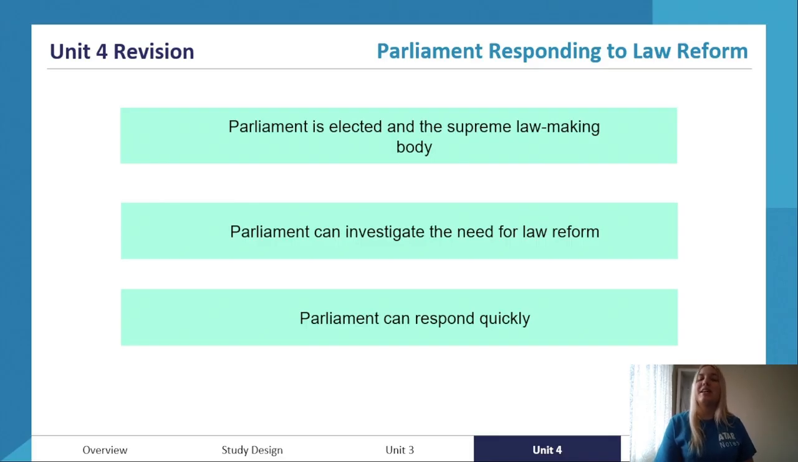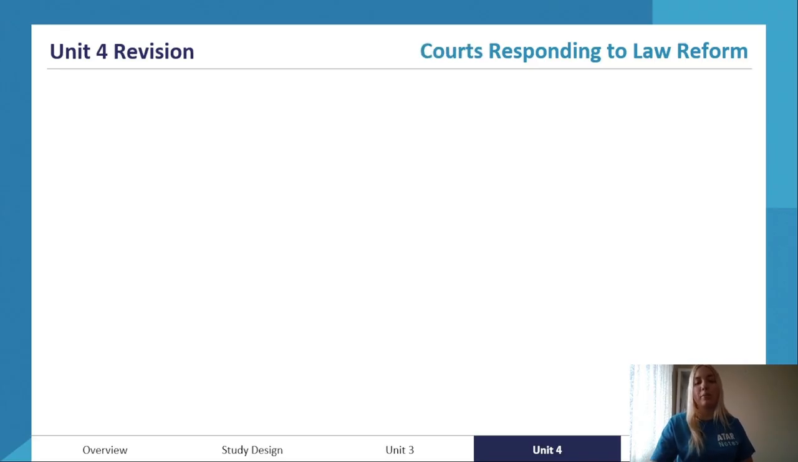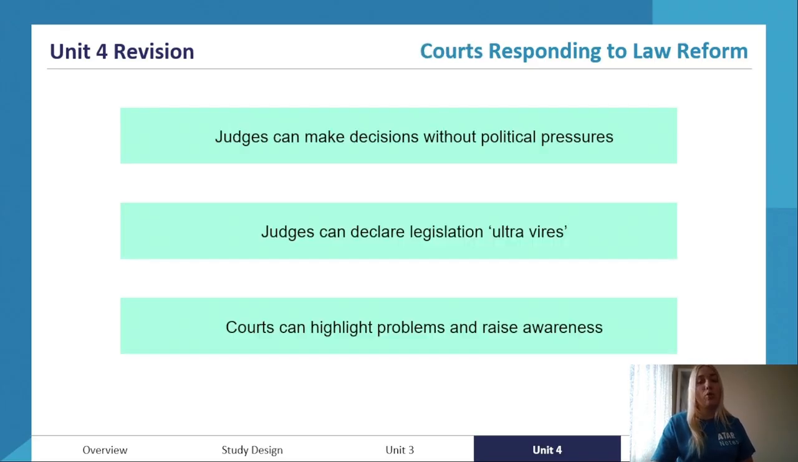They're also able to investigate the need for law reform, making them more able to respond. They can find out what the community wants and what is the best way to achieve that through the VLRC, through royal commissions, through parliamentary committees, or even just due to the fact that they are representative government. And Parliament can respond quickly to a need for law reform.